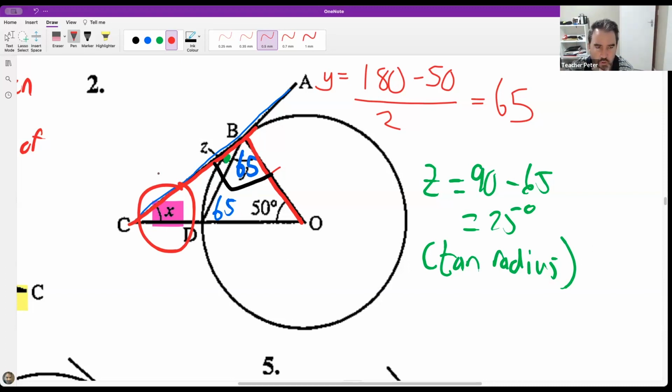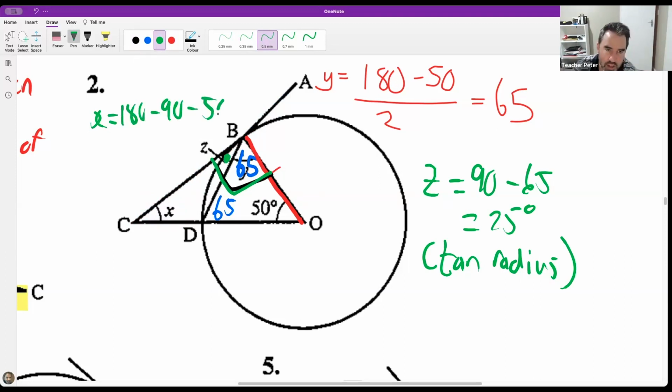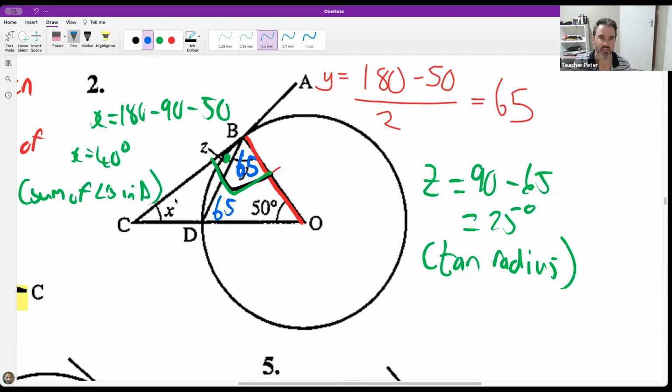Aha, Sangha, you are informed tonight. So what I think Sangha has realized is that this is 90, that's 50, this has to be 40, or X is 180 minus 90 minus 50. So X is 40, and the reason would be sum of angles in a triangle. And so X is in fact 40.